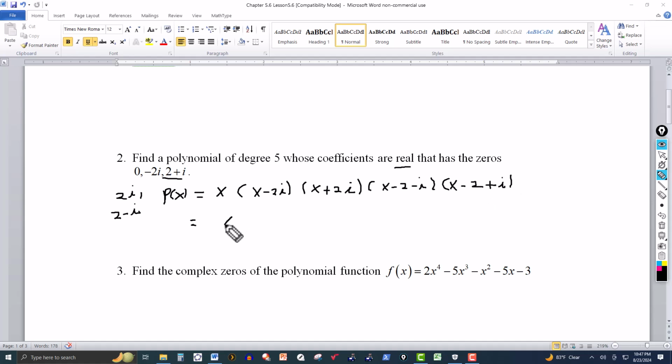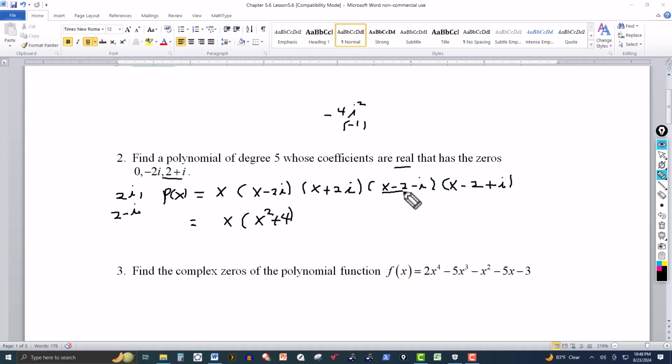And then this will be a minus b and a plus b, that's a squared minus b squared. So if I multiply these two out here, it'll be the x and the x, or x squared. And it'll be minus 2i and 2i, so that'll give me a minus 4i squared. But remember, by the definition, i squared is negative 1. So this is plus 4. Now let's break this up into two terms.